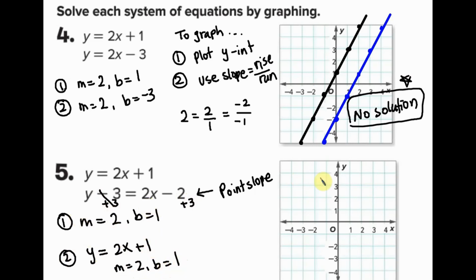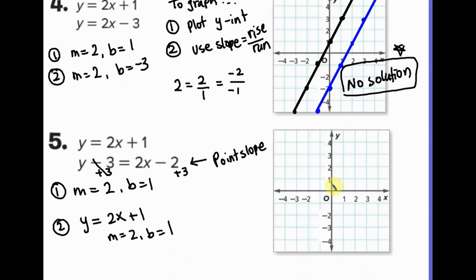To begin with, if I graph the first equation, your y-intercept is at 1. And from here, you go up 2, right 1, up 2, right 1. And similarly, they all have the same slope. So I'm going down 2, left 1, down 2, left 1, and down 2, left 1. The second equation is actually the exact same one. So even if I graph it, it's going to overlap.